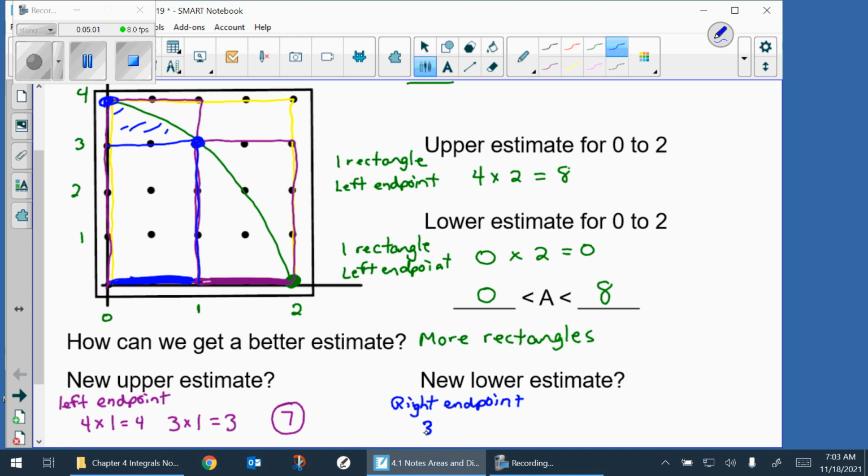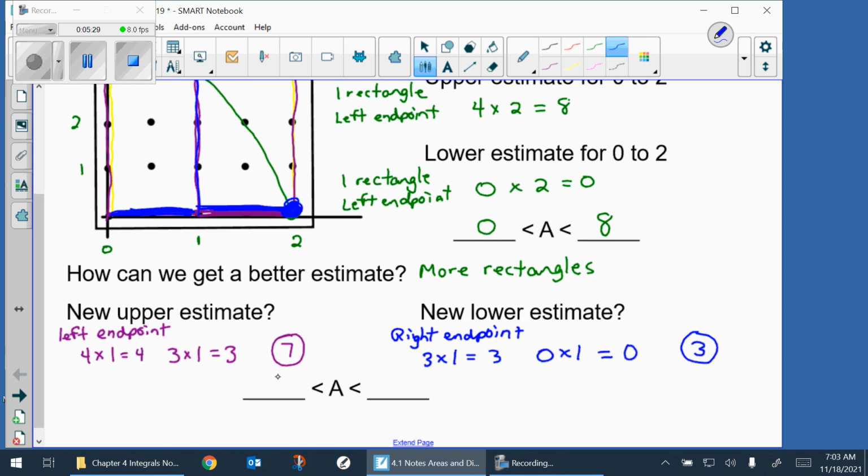This one is 3 units high and 1 unit wide, area of 3. And now if I go from 1 to 2, again, it's the right endpoint over here that has the lower value, so I'm going to use that to determine the height. This is going to be 0 high by 1 wide, area of 0. So a total of 3 units. So my new estimate is that the area is not just between 0 and 8, but between 3 and 7. Not as good, but better than what we had before. The more rectangles we make, the better our estimate is going to be.